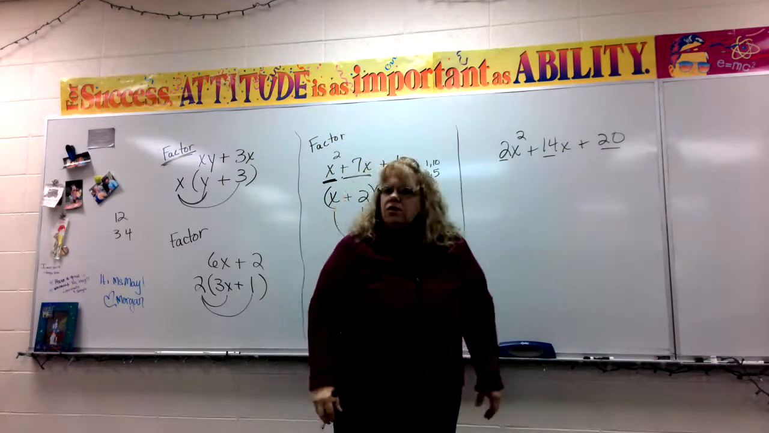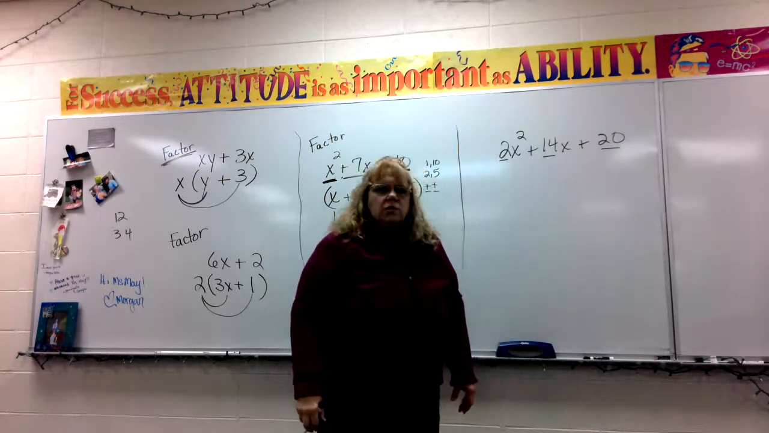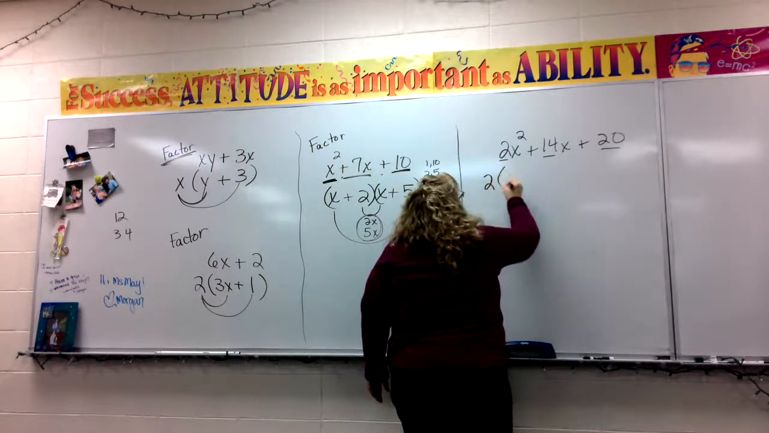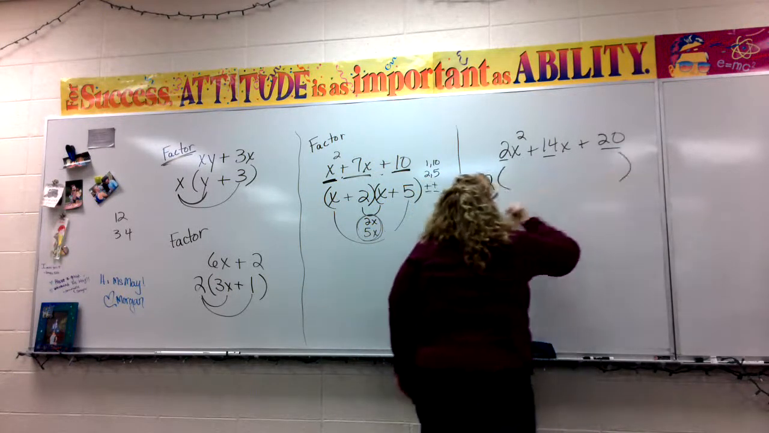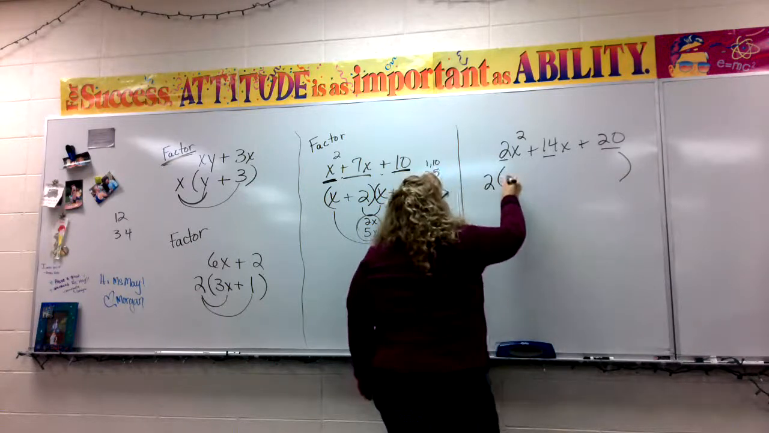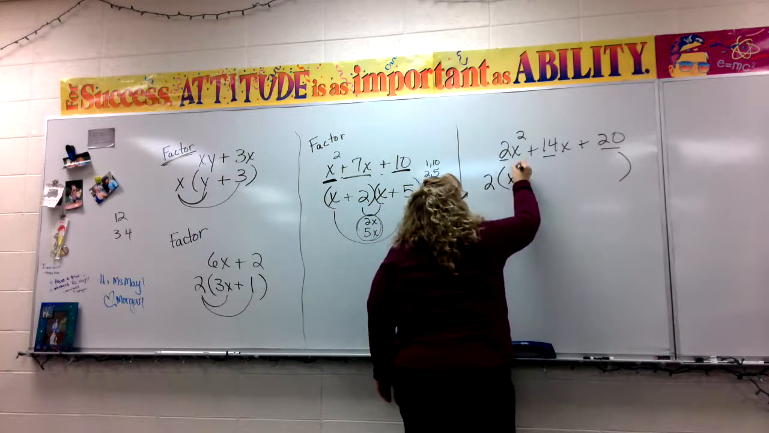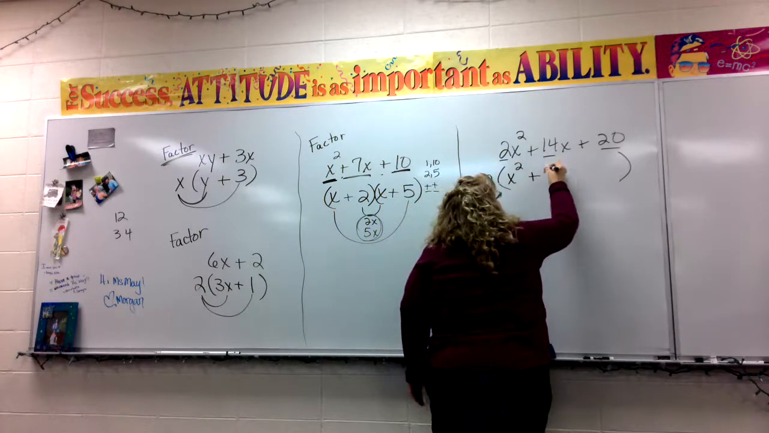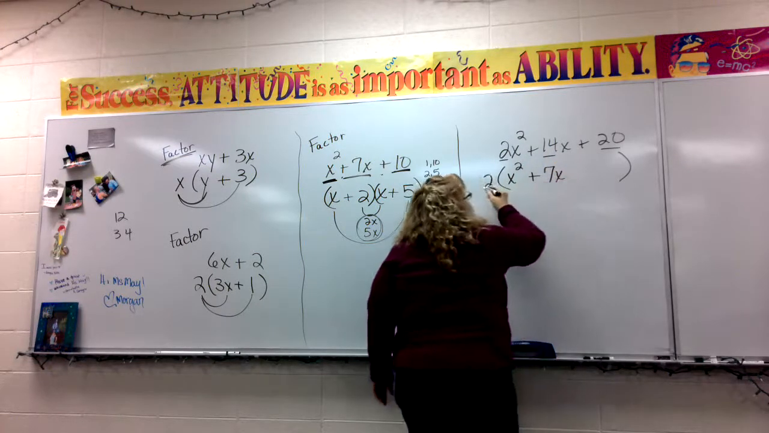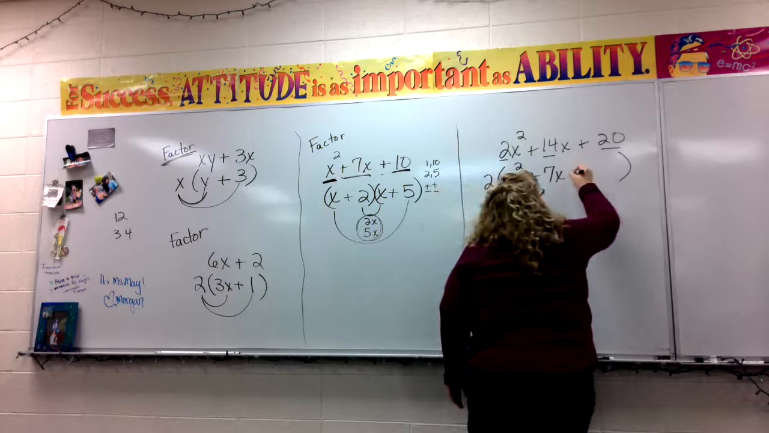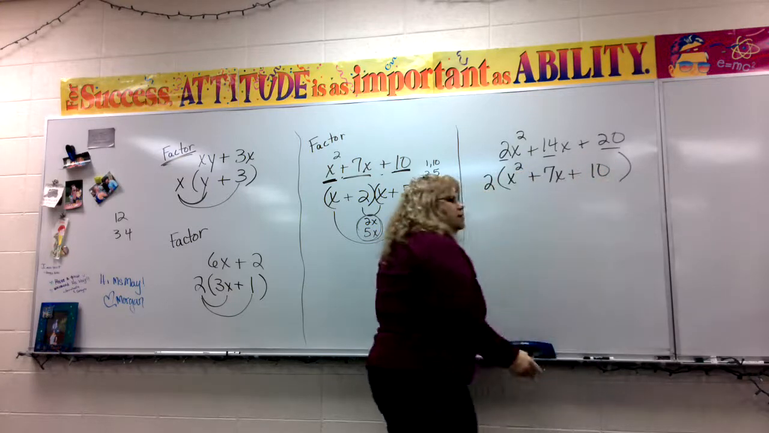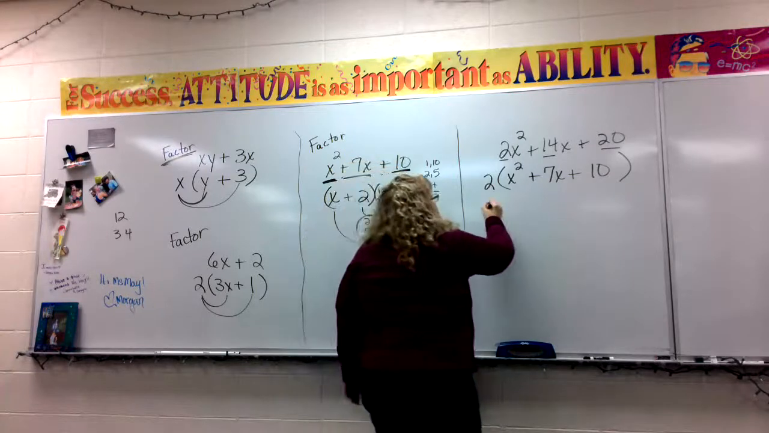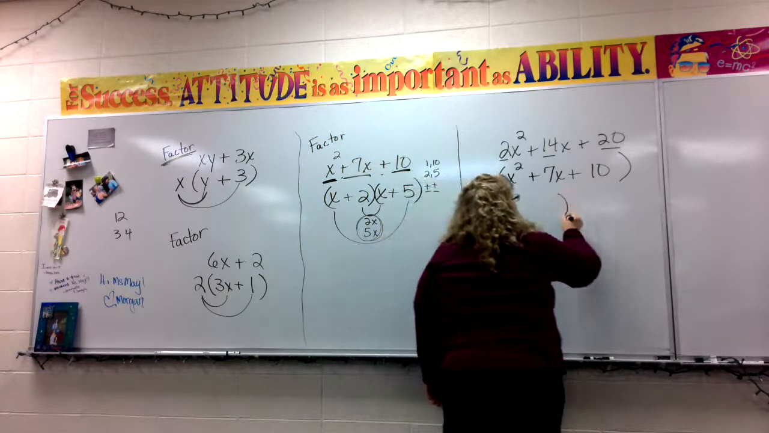What number goes into all of those? 2, right? Take it out. Take out that factor of 2 right off the bat. What do you have now? X squared. 2 times what is 14? 7. 2 times what is 20? 10. Once you do that, now guess what we're going to do?